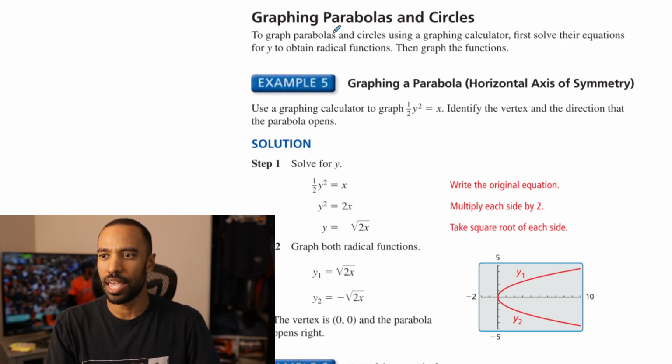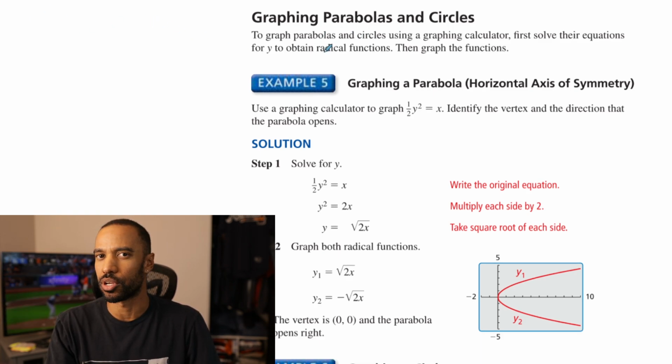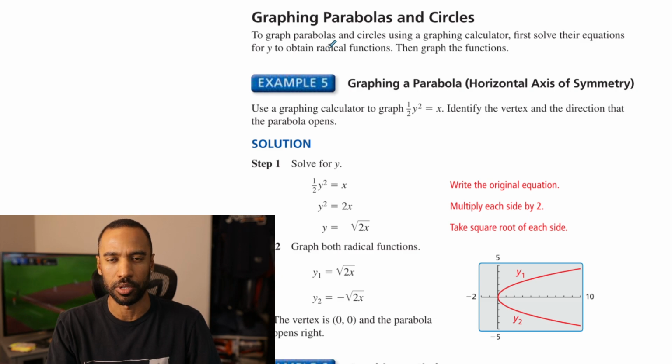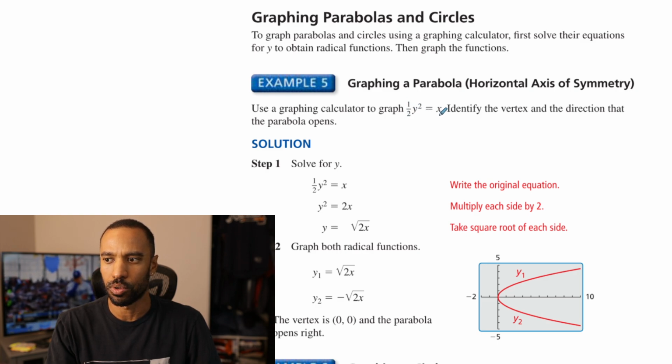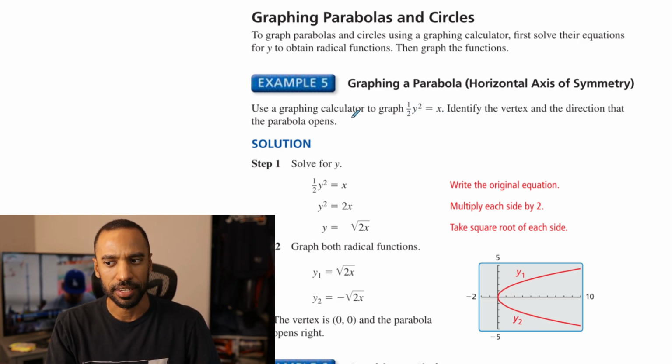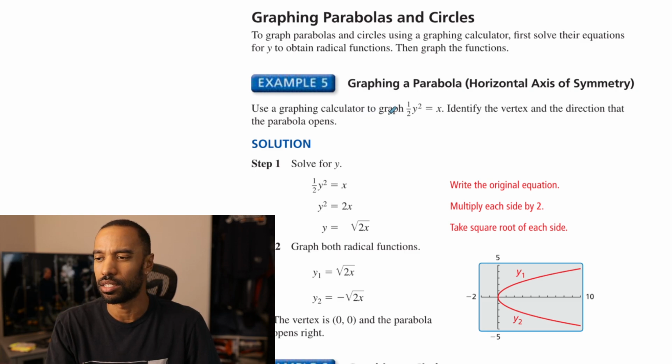And graphing parabolas and circles. Now, you might have graphed circles in, I guess, IM2. And of course, we've graphed parabolas before, but these are sideways parabolas, and you'll see what they have to do to be a sideways parabola. It says use a graphing calculator to graph 1/2 y squared equals x. Now they're doing the graphing calculator. I can go without it. It depends on the appearance of the problem.